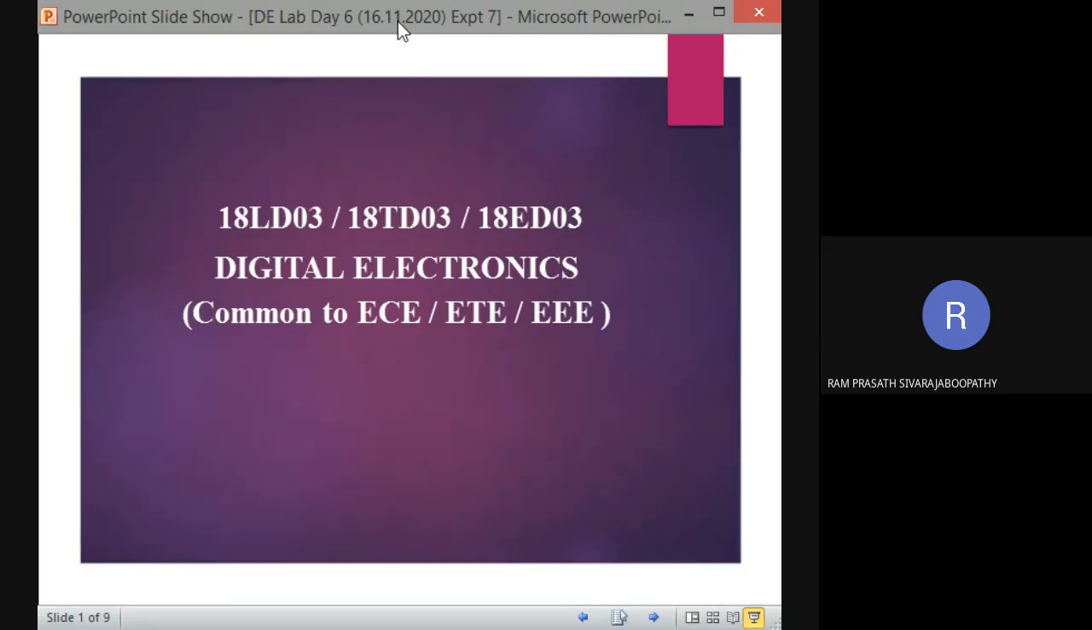First of all, experiment number solla mudiyuma? 3 experiments we have conducted in the previous lab session. Experiment number 4, 5, 6. The 6th experiment is parity generator checker. That's what Savarisheti typed in the chat. What about the other things?